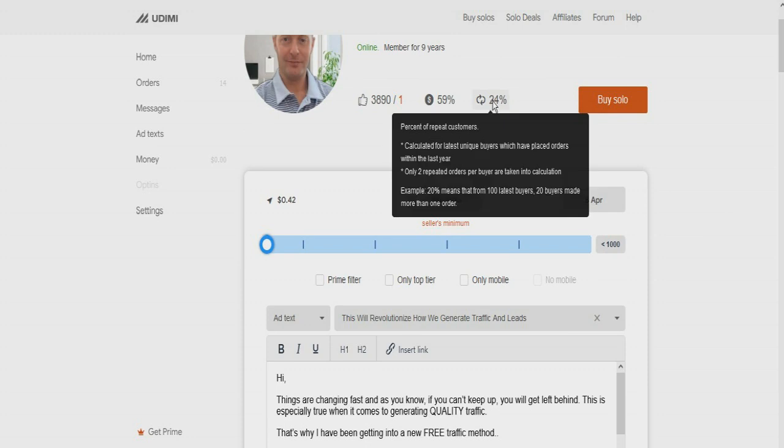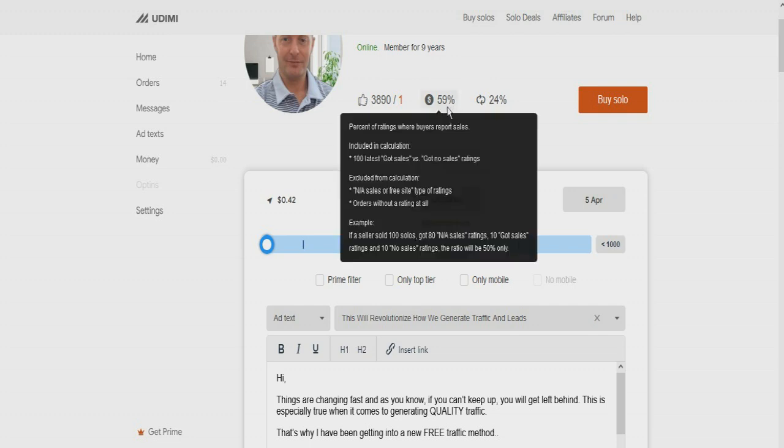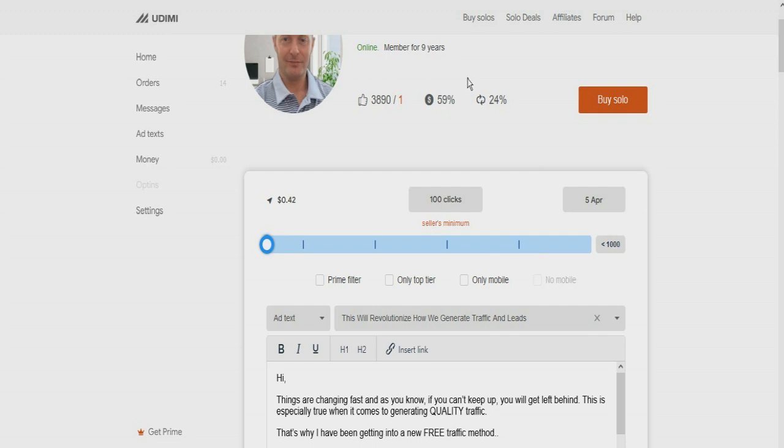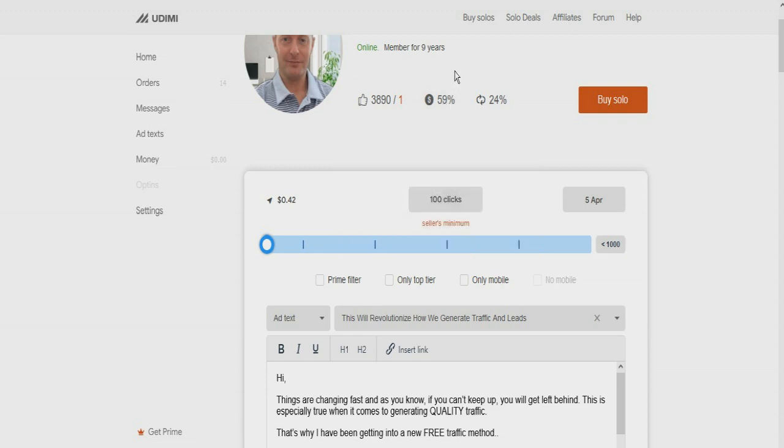Here we have 24% are repeat customers, which is pretty decent. There are others that have higher percentage than that. Let's also move forward here real quick. 59% say that they had sales, or the buyer reports sales, and almost 4,000.